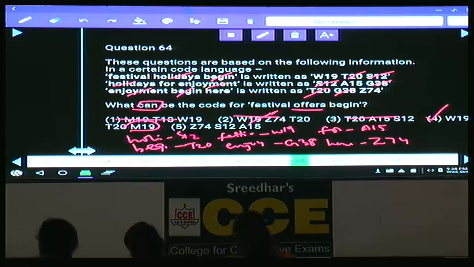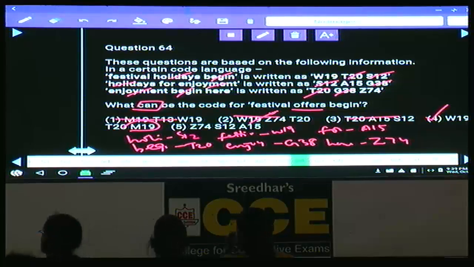Then what about 65 here? In question number 65, what is the code for here? The code for here is Z74, choice 1 is the answer. Done with this? Now this is about question numbers 31 to 65. Are there any doubts in this? Anything else to be discussed in this paper?